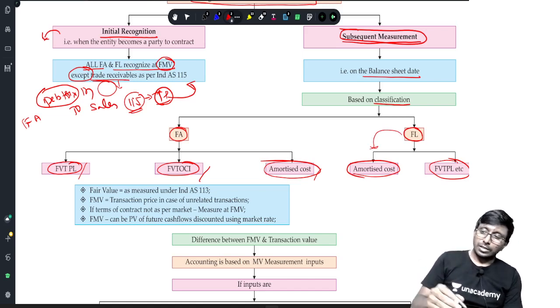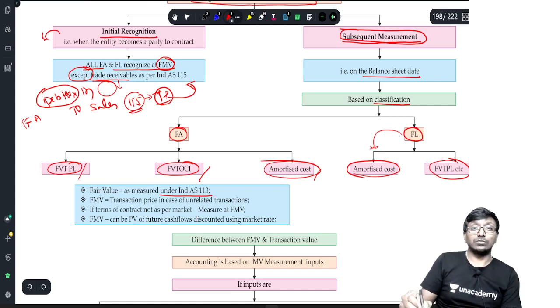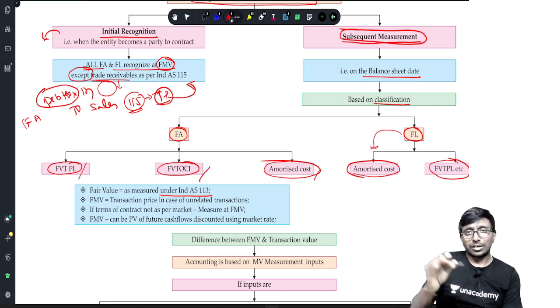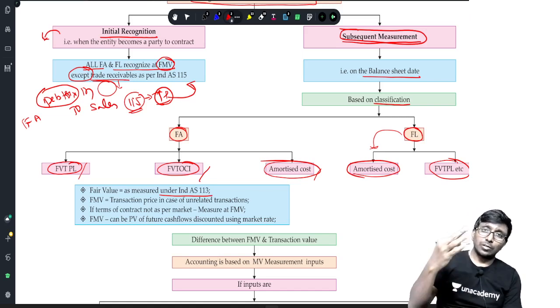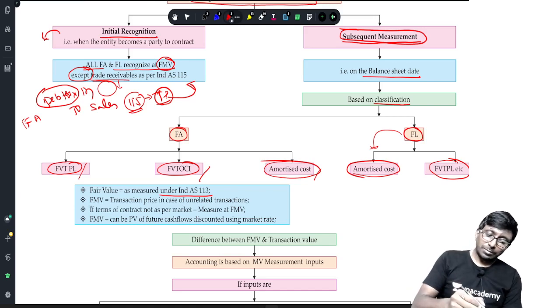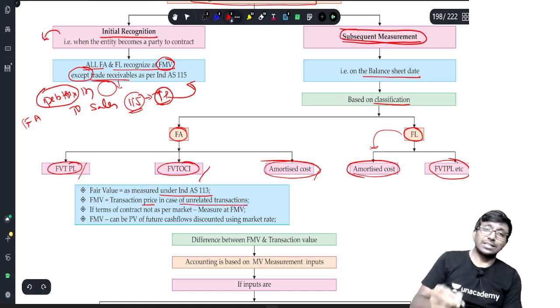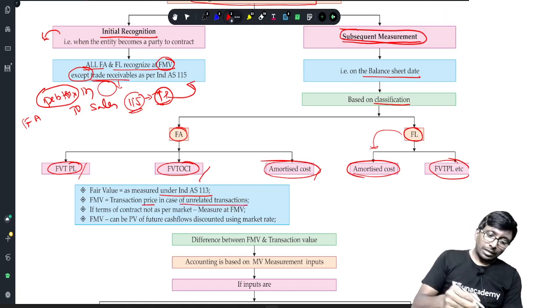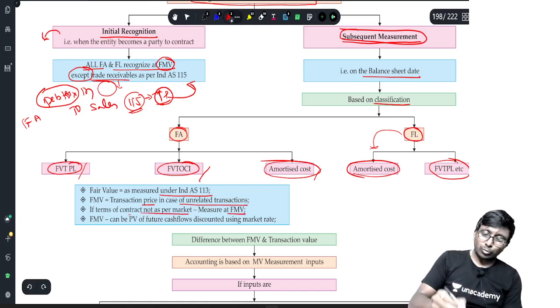Next point. Fair market value means which is measured as per Ind AS 113. We have a separate standard for fair market value measurement. That means exit price. If I sell, what do I get? That is the number. Fair market value is the transaction price with unrelated party transactions. And where the contract is not as per the market, then you are supposed to measure.